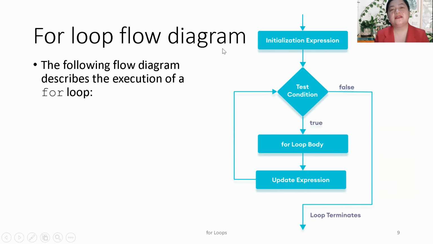Again, I will repeat. The semantics of a for loop in a flowchart diagram simply tells us that it will initialize the expression once. It will test the condition after the initialization. If the condition is true, it will execute the body and update the expression before it goes back again to the condition and evaluates it again. And if it is false, it will now terminate the loop.